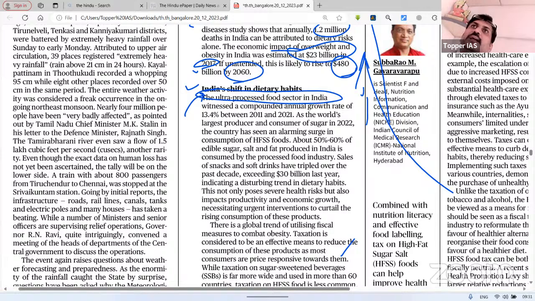See, for example, pickle. You are using salt to preserve it for a longer time. Got it? Salt is not bad. Minimum salt is required for our body. That's 4 to 5 grams per day. How much are we consuming? That is also again the WHO norm, 4 to 5 grams. That's it. If you eat one chips packet, it itself will be consumed. How much? More than that, around 30 to 50 grams.